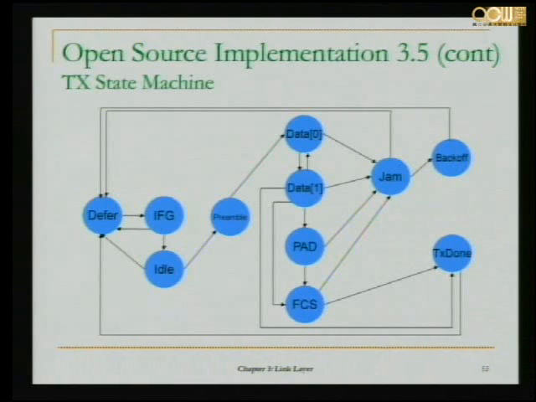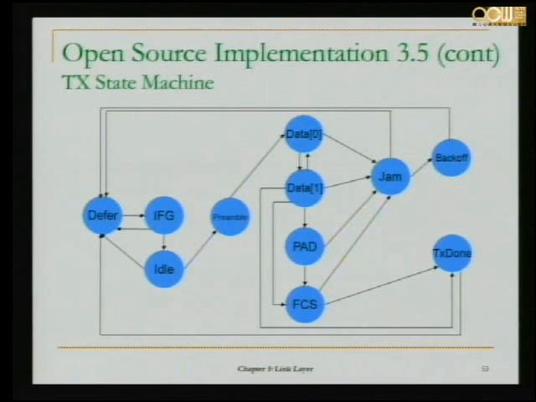If you finish sending the data, then you go to pad. Pad means that if the data being sent is too small, I need to make it at least 64 bytes, because the minimum Ethernet frame size is 64 bytes. So you add some pad, some dummy data. And then you come to the frame check sequence, CRC, and then it's done. If you suffer a collision in any of these, you go to the jam. So that's the state diagram.